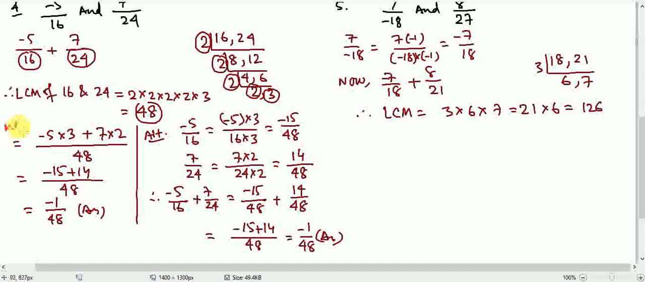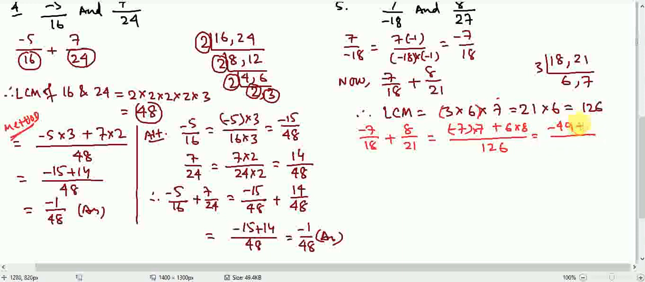Now by this method, method one, I could write minus 7/18 plus 8/21. This is equal to LCM 126. Now divide 126/18. What will we get? See, 3 × 6 = 18. So by dividing 126/18, I will get 7. So now I have to calculate minus 7 × 7, plus. Now divide 126/21. I will get 6. 6 × 8. This becomes minus 49 plus 48 over 126. So it becomes minus 1/126.